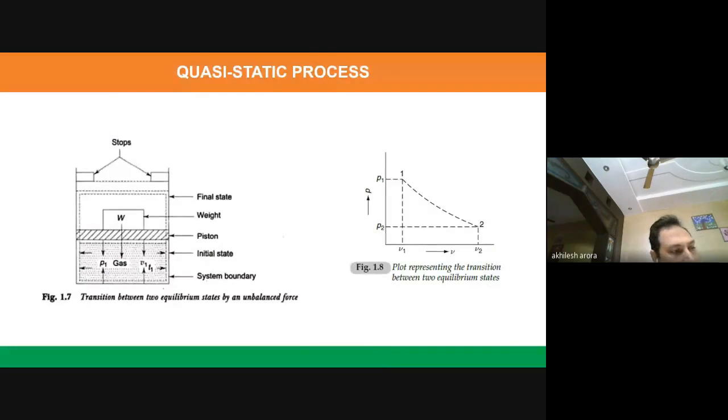Now this is the last topic for today. I think 3 minutes are still remaining, so I can discuss a few things about it. Quasi-static process. Okay, do you have any other class after this?